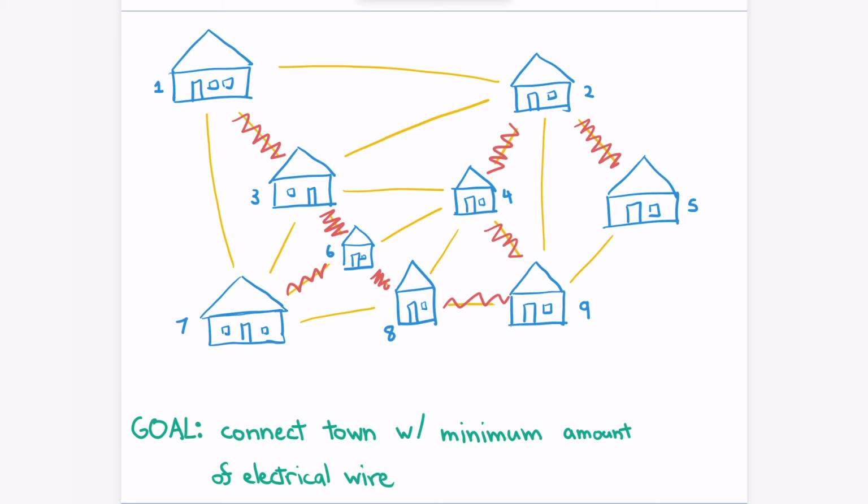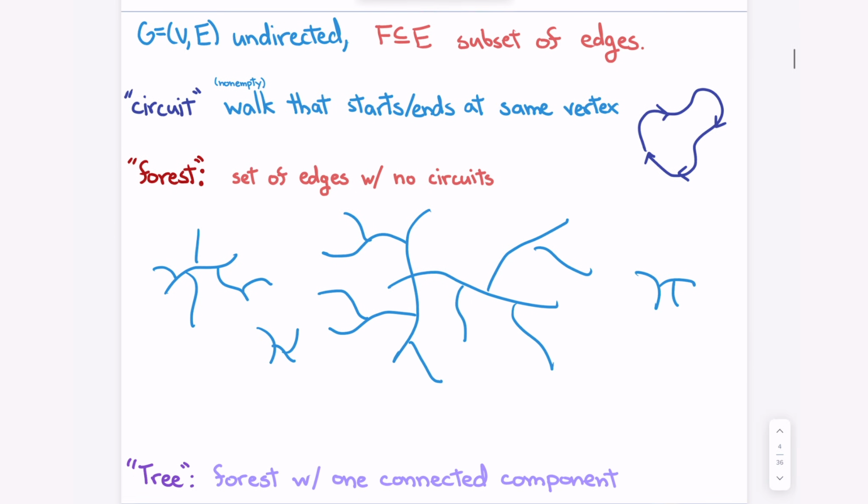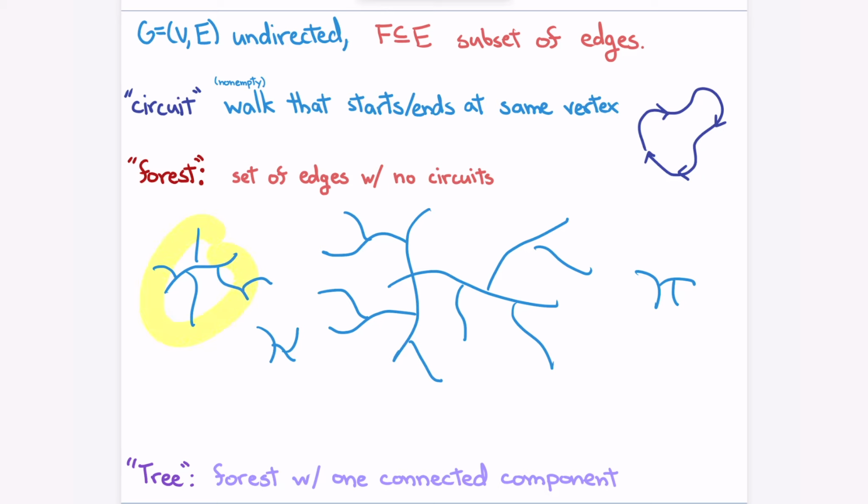A tree just means there's one connected component. A tree is a forest, but a forest may not be a tree. So here I have four components: 1, 2, 3, 4. That's one forest consisting of four subtrees. If I add edges to connect them together, then I'll get a tree. If I add this edge, it won't be a tree anymore. We'll have a cycle.